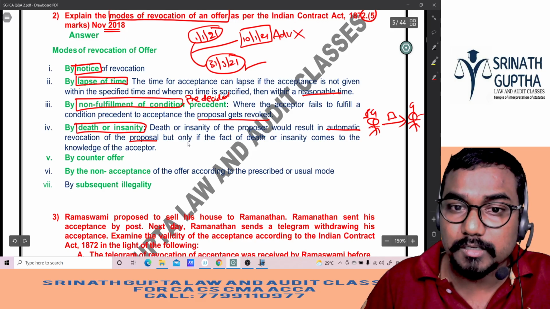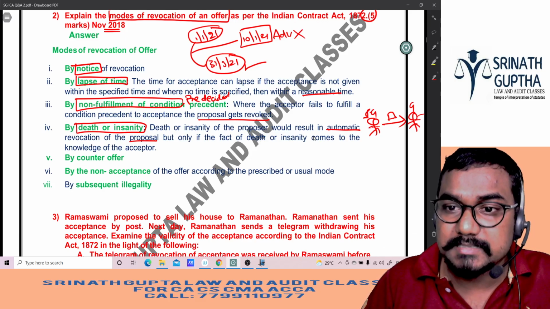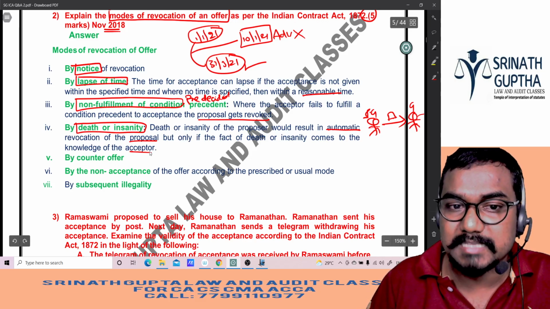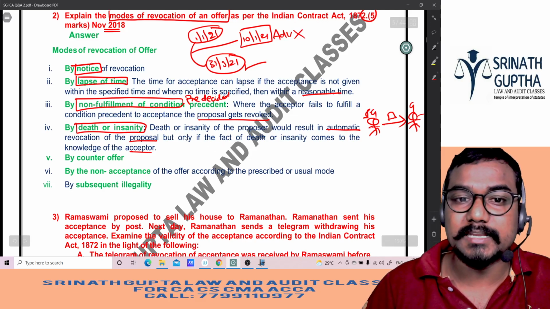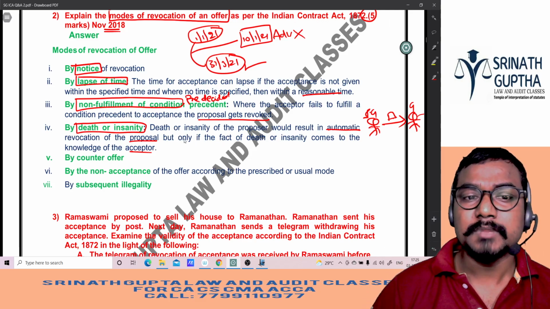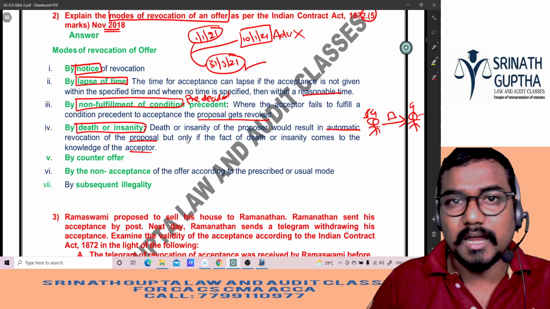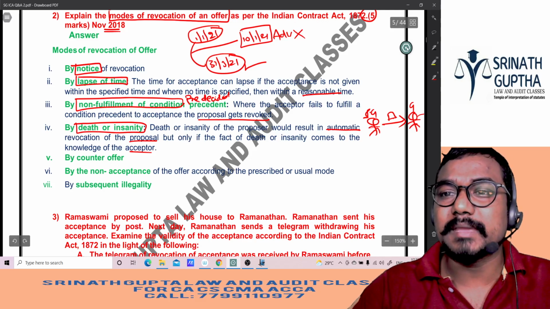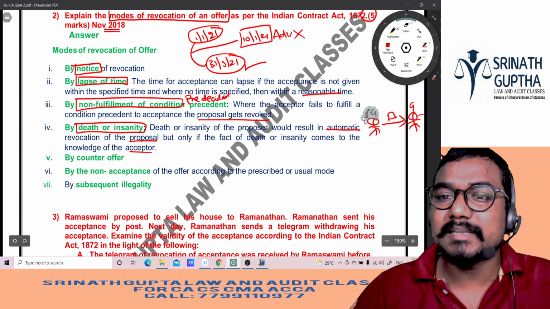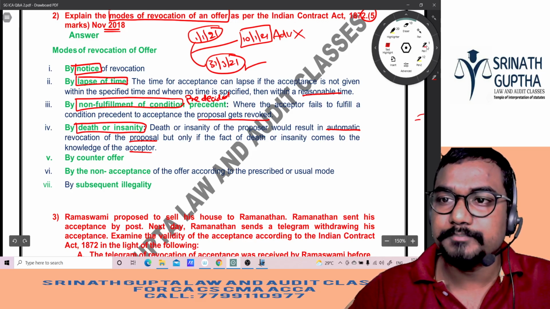but only if the fact of death or insanity comes to the knowledge of the acceptor as per the Indian Contract Act. So the offer comes to an end automatically once the offerer or offeree is deceased or becomes insane. Insane means mentally incapable. The offer comes to an end.